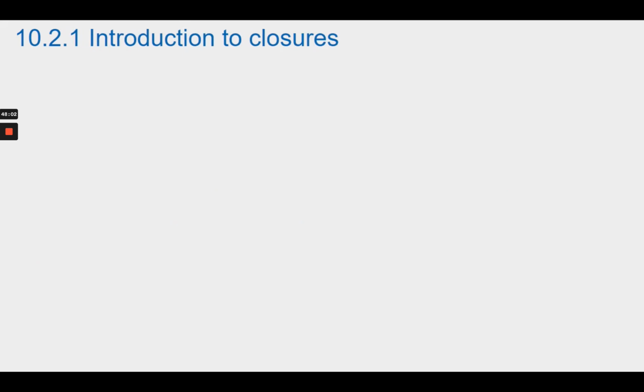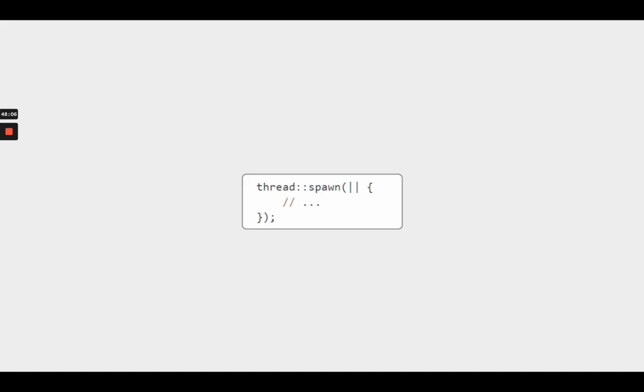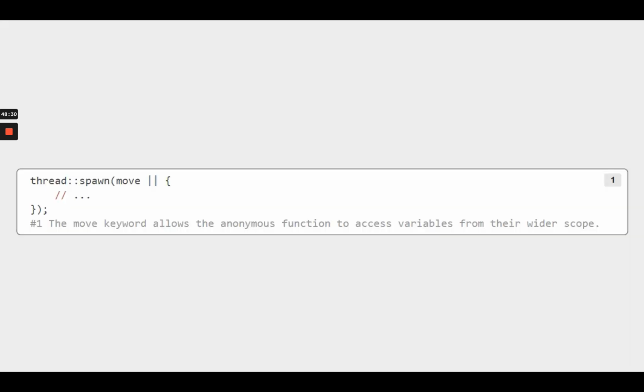Section 10.2.1. Introduction to closures. To spawn a thread in Rust, we pass an anonymous function to std::thread::spawn. As described in section 10.1, anonymous functions are defined within two vertical bars to provide arguments and then curly brackets for the function's body. Because spawn doesn't take any arguments, you will typically encounter this syntax.